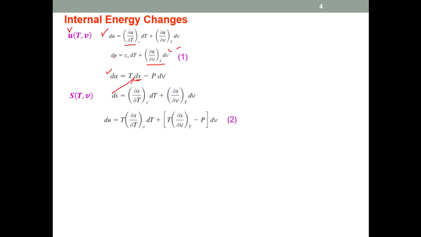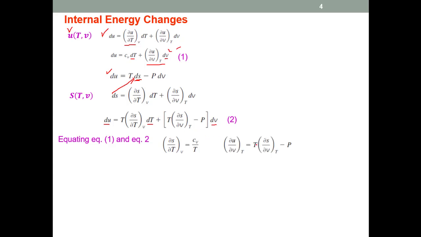Now, if we carefully observe, du in equation 1 is in terms of dT and dv. Similarly, in equation 2, the change in internal energy is also in terms of dT and dv. So that means we can compare the coefficients of equation 1 and equation 2. If we equate equation 1 and equation 2, then the dT coefficient should be equal to Cv, with the T going on the other side. So this is the first one. Then the second coefficient is the one that is required. This coefficient should be equal to this coefficient.